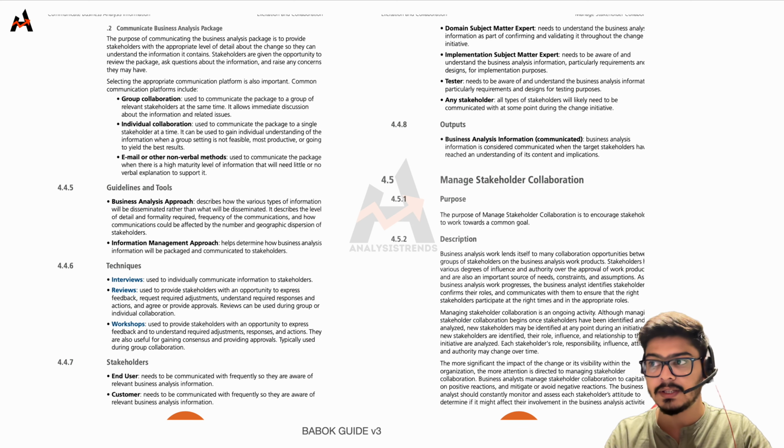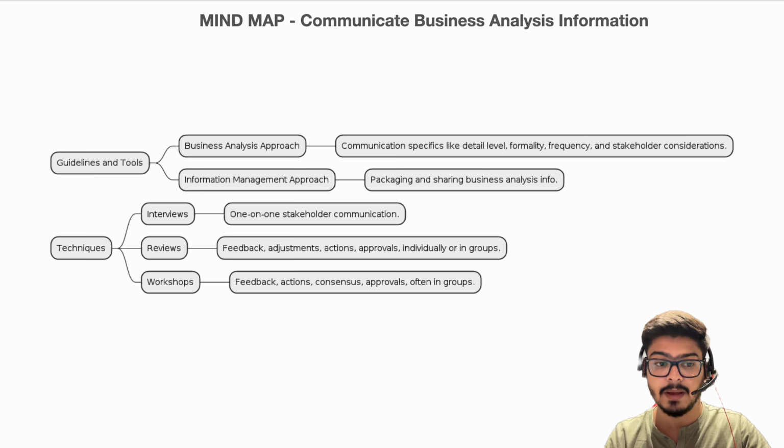Next, once you have actually understood how to do that, there are guidelines and tools that will help make this easier for you. And techniques that you can use to communicate information is what we can look at using the mind map. So the guidelines here say that for the business analysis approach, you need to understand which approach you are going with, what is the frequency, formality, consideration. Information management approach tells you what kind of method you are going to use, informal or formal, and what kind of information you are going to share with the stakeholders, which is very important.